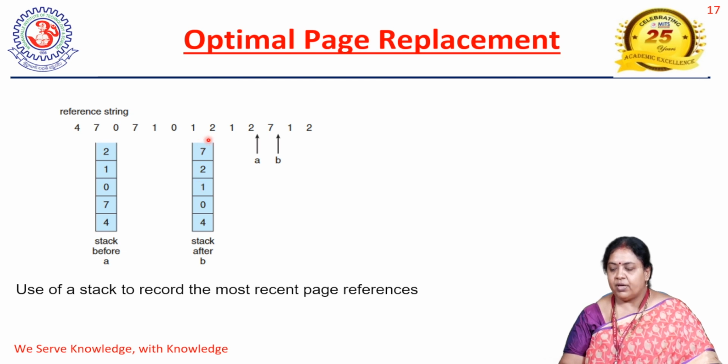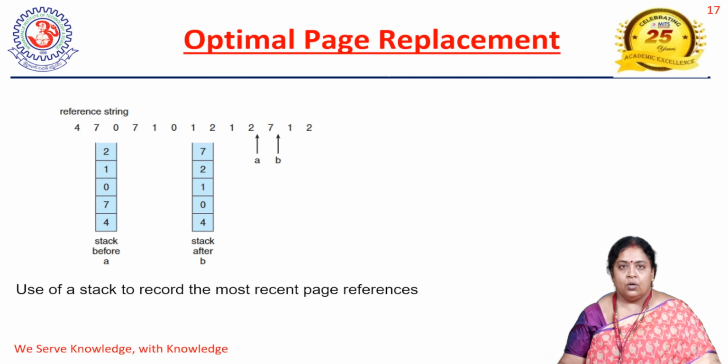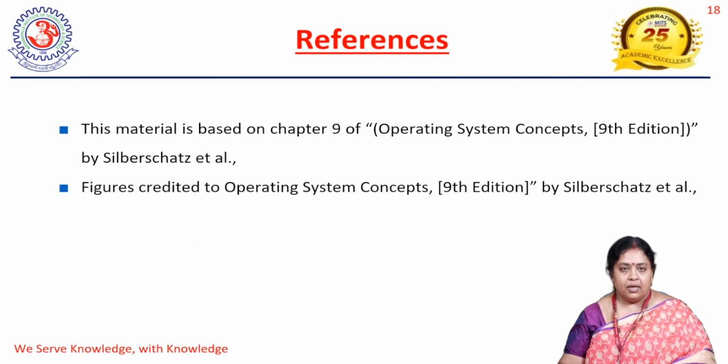So whenever we have to replace, we are going to take the page which has been least referred. That means 4 will be replaced. 7 is not replaced, 4 is replaced. Like that we are going to execute this algorithm. Hope you understand. And these are the references.